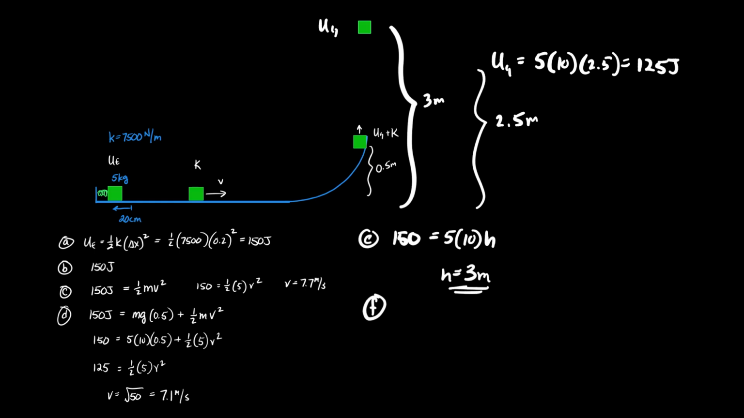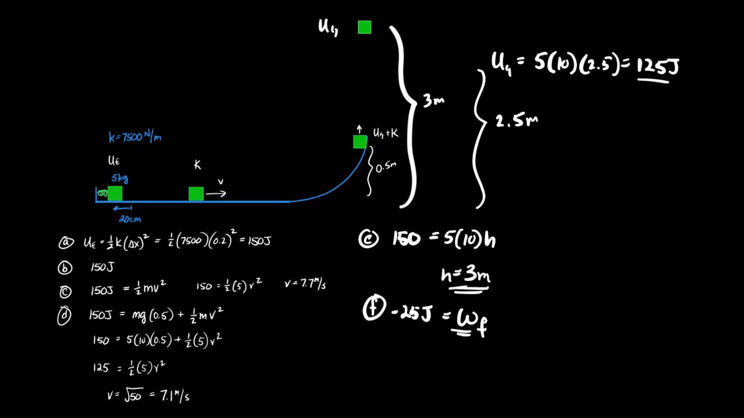We know the spring has 150 joules. So it starts with 150 joules, but it actually makes it to the top and only has 125 joules. That suggests that 25 joules of energy was taken away by friction. But I might even write that as negative.